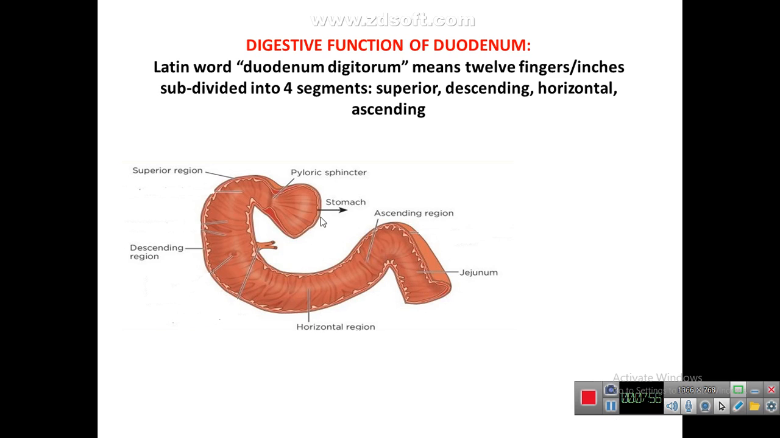The stomach opens into the small intestine by means of this pyloric sphincter. The uppermost part of this duodenum is the superior region. The part that moves downward is known as the descending region. This part is known as the horizontal region, and the part that slightly moves upward is known as the ascending region. The duodenum opens into the second part of the small intestine, known as the jejunum.